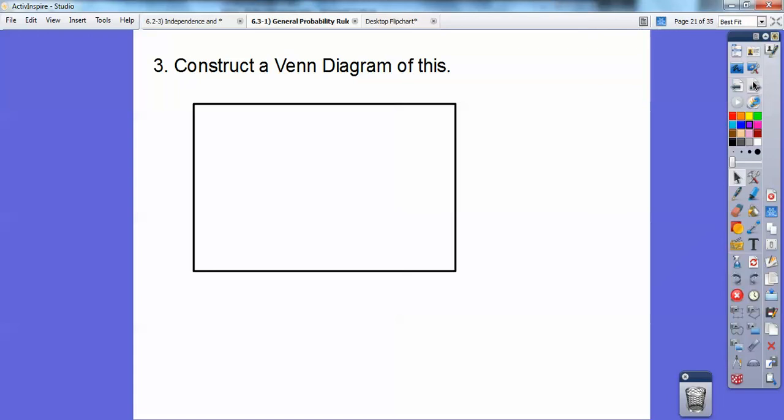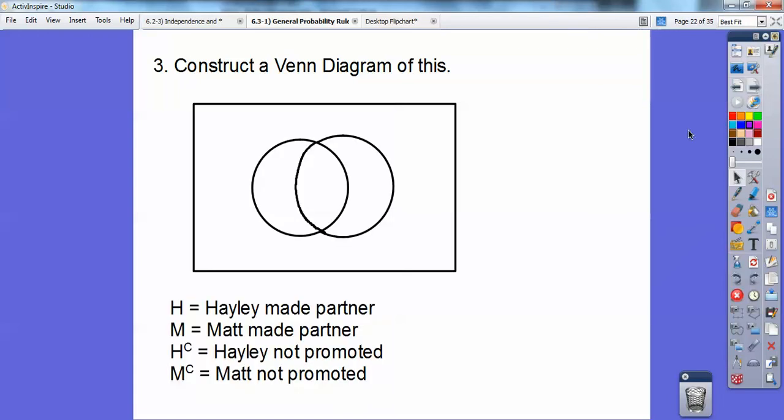I'm going to start my Venn diagram right here. And I'm going to label H for Haley, M for Matt, and HC for Haley not getting promoted, and MC for Matt not getting promoted. So it's like the complement of Haley getting promoted, and this is the complement of Matt getting promoted. Okay, cool? All right, here we go. So right here in the middle is where they both get promoted. I think that's easiest to figure out first.